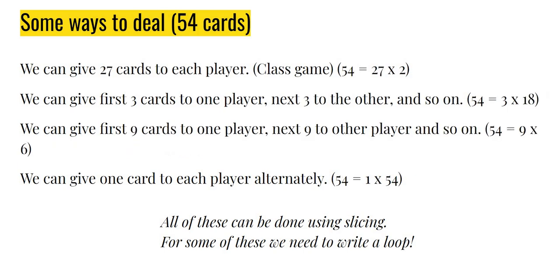Thinking similarly for, let's say, 54 cards, well, we can give 27 cards to each player like we saw in the class game. We can give alternately, say, first 3 cards to player number 1, next 3 cards to player number 2, and so on and so forth. So that's because, well, 54 is 3 times 18. I could give first 9 cards to player 1, next 9 cards to the other player, and so on, because again 9 times 6 is 54. And of course I can give cards alternately because 54 is obviously 1 times 54.